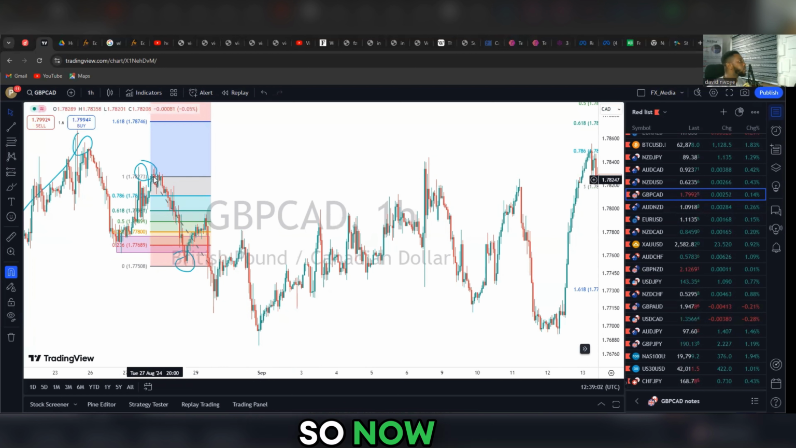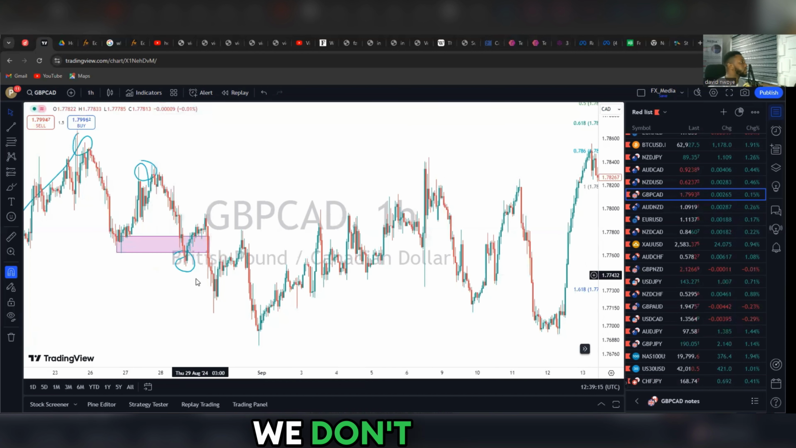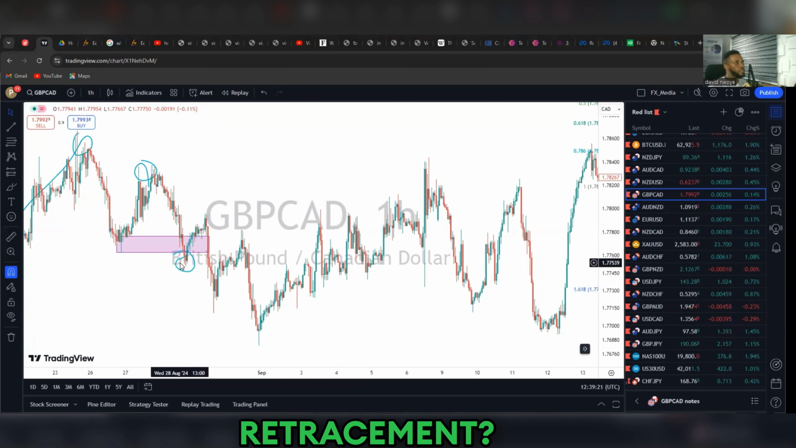Now the market created an impulse move down to this place, thereby creating another lower low. Let's just say the market is currently at this place. Hold on, I'm going to take this out so that we don't get confused. So you meet the market at this place and you're wondering, where is the market going to retrace from? When is the retracement going to be done?